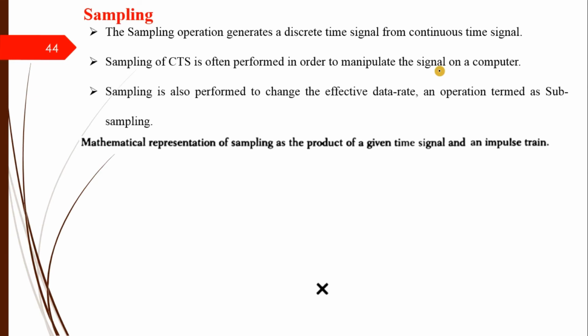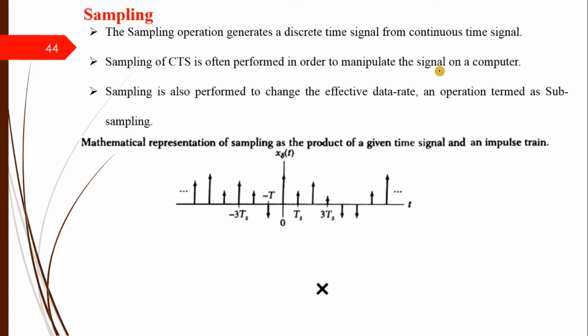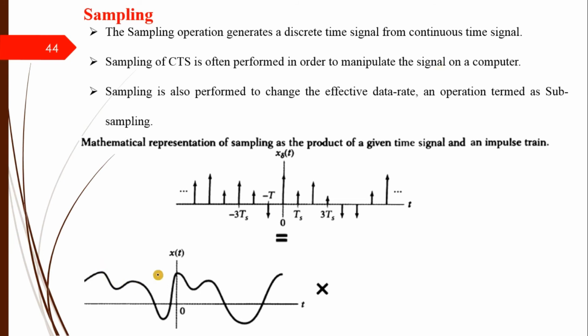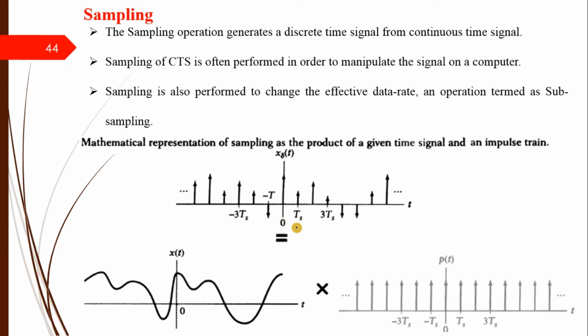The mathematical representation of sampling as a product of the given signal and an impulse train is given like this. This is the result of sampling, like recording your temperature at every Ts amount of time. Think that this is a temperature variation for a day. This is time. You have recorded it up till now, and the rest is a future occurrence. You are supposed to extract the samples in this way.